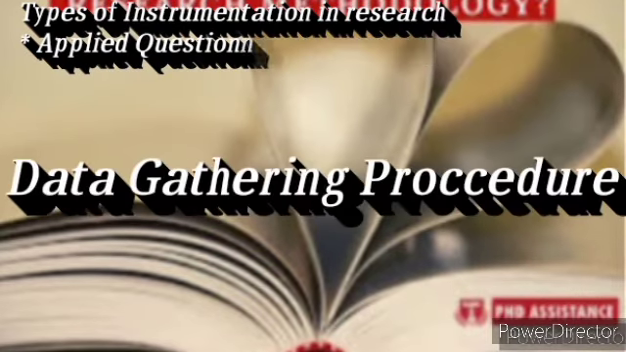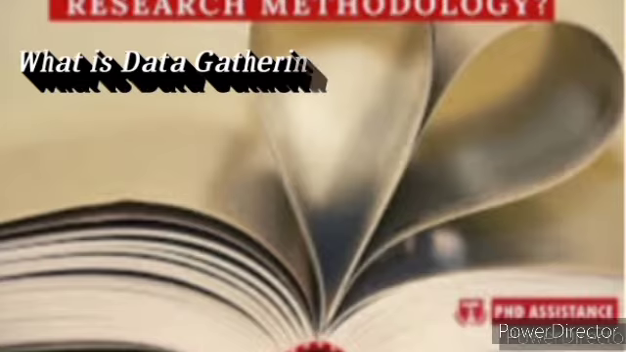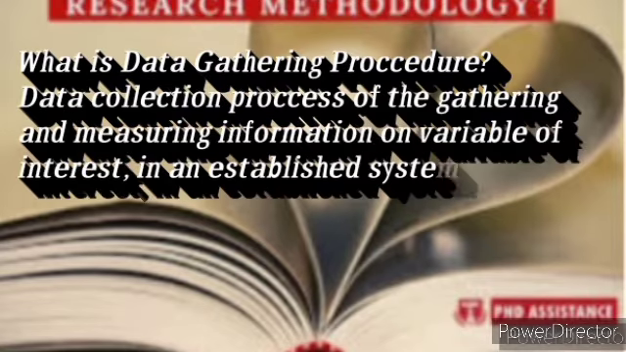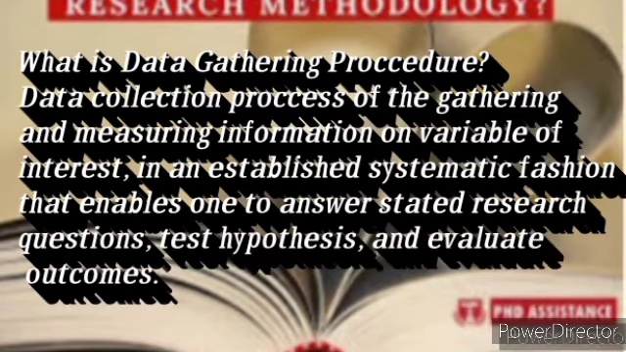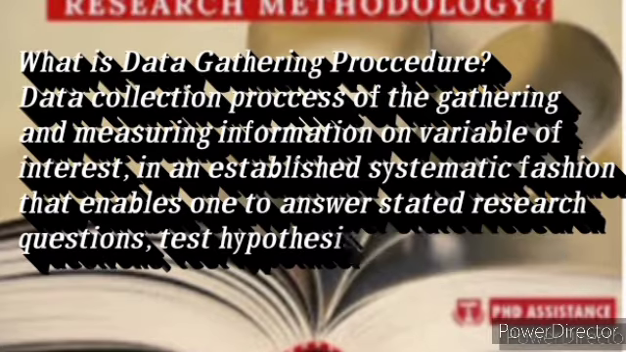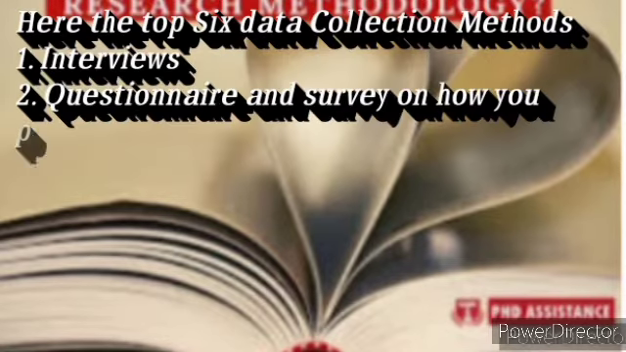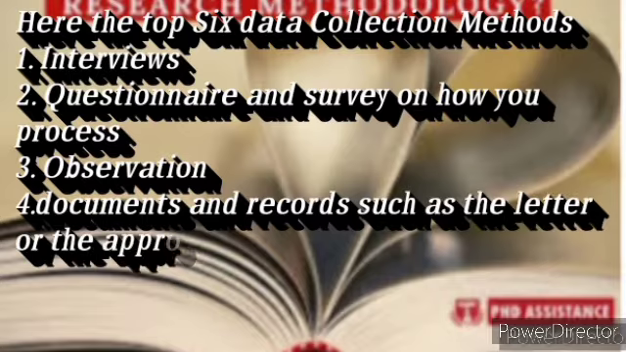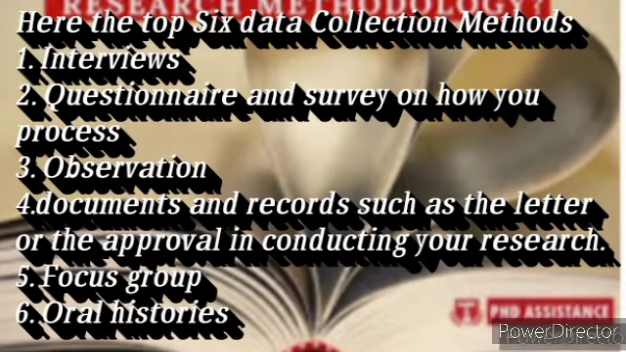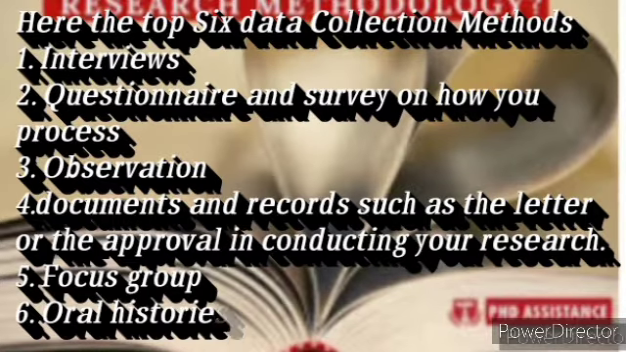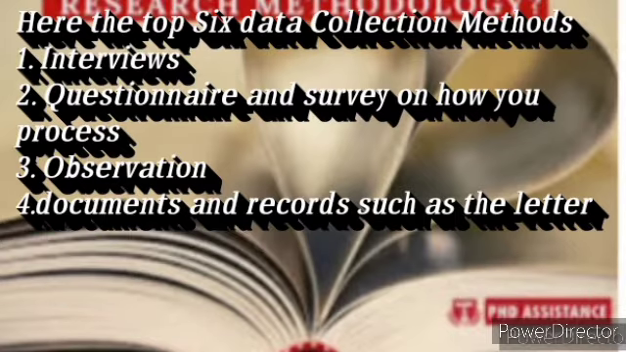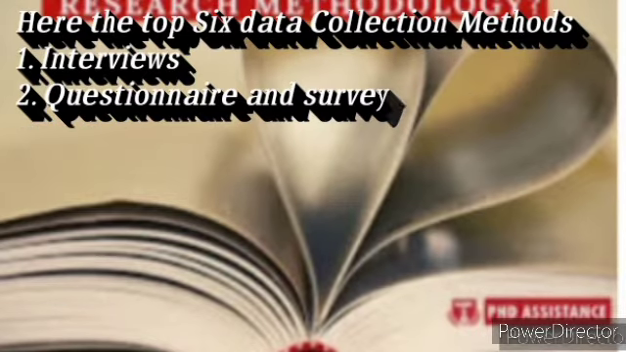Data collection is the process of gathering and measuring information on variables of interest in an established systematic fashion that enables one to answer stated research questions, test hypotheses, and evaluate outcomes. Here are the top 6 data collection methods. 1. Interviews. 2. Questionnaires and surveys. 3. Observations. 4. Documents and records, such as the letter of approval in conducting your research. 5. Focus group. And 6. Oral histories.